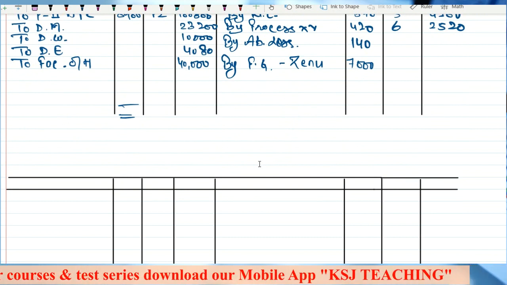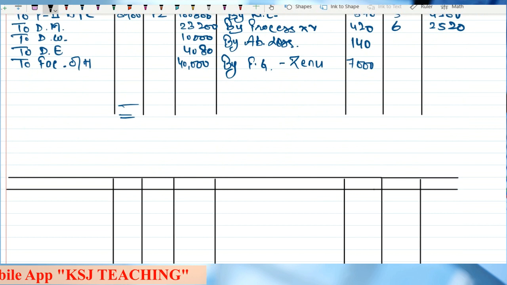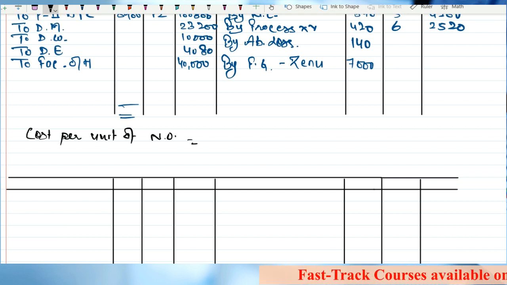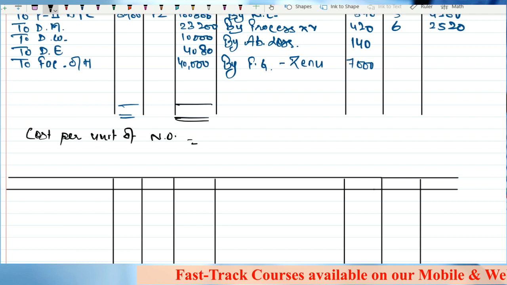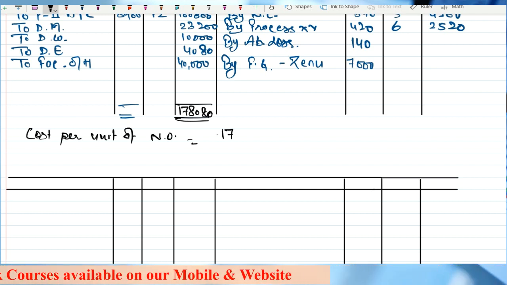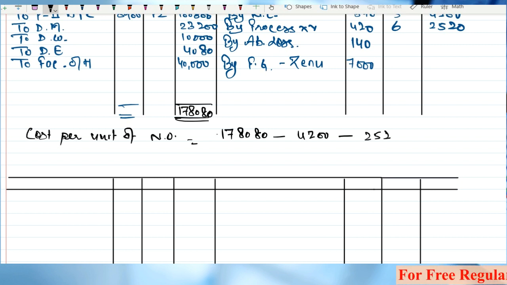Calculate cost per unit of normal output. So the cost per unit of normal output. So total cost here, right, 178080. So I'll take 178080 minus the scrap value, that is 4200, minus the byproduct value, that is 2520.